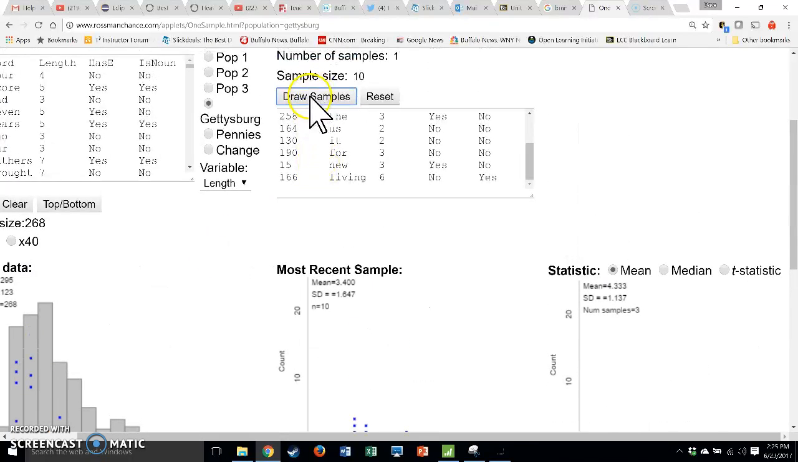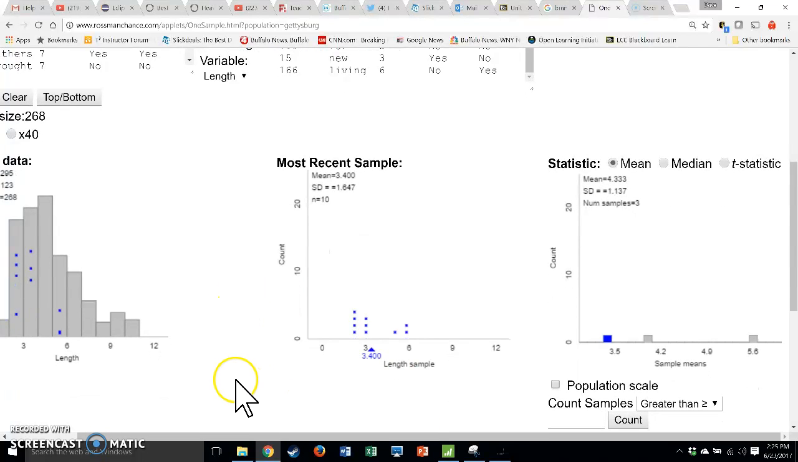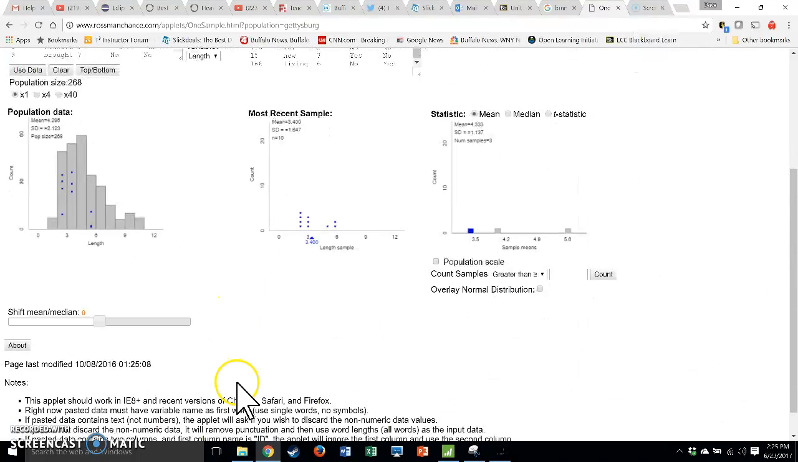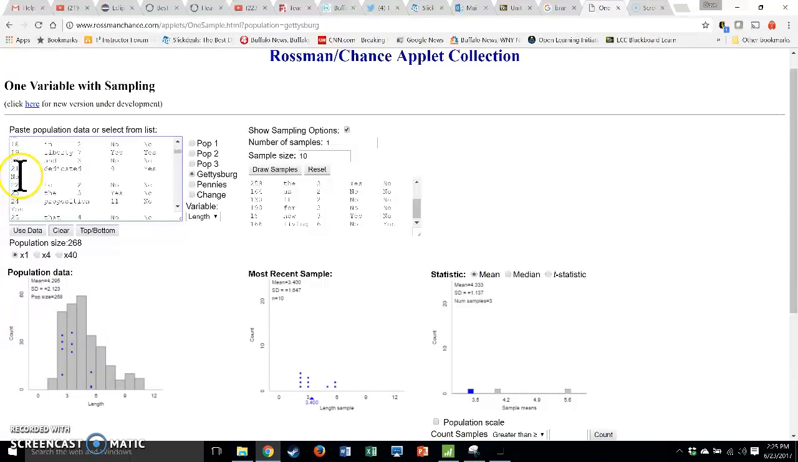So if each one of the students were to pick 10 words from the Gettysburg Address, just randomly doing it by picking a number, because there's only so many words in that population, then they could do a simple random sample. So in other words, the students would be randomly picking the ID number for the space in the Gettysburg Address.